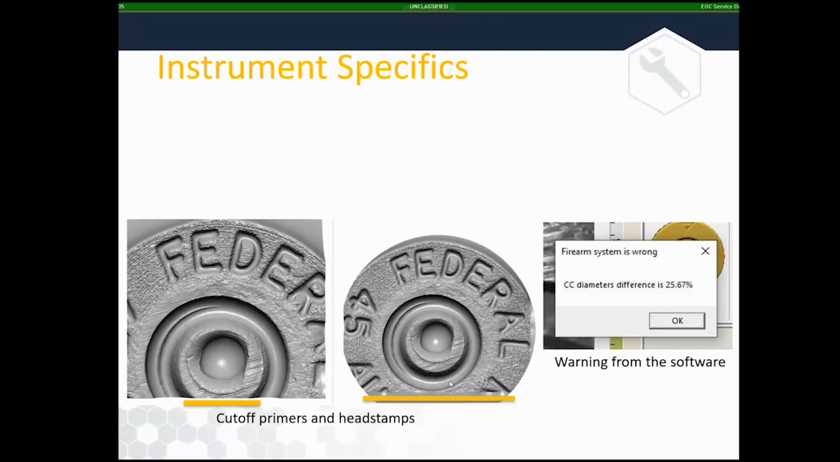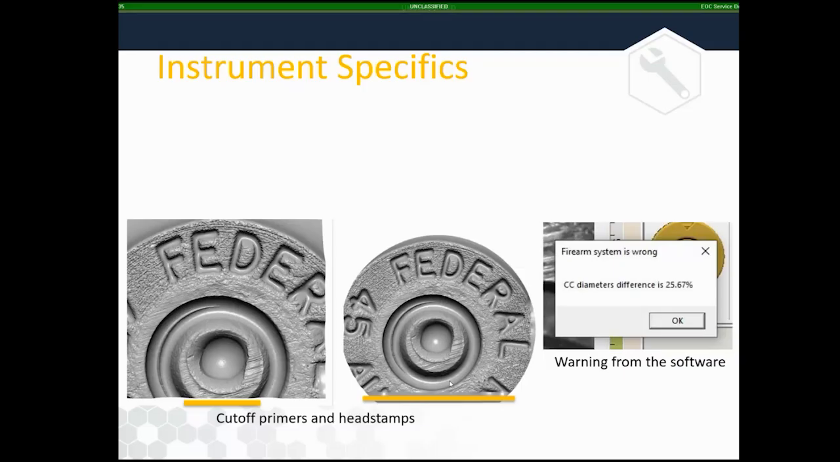But in truth, most of these instruments' software are expecting certain things. When you tell it it's about to scan a 9mm Luger cartridge case, it knows that's a certain size and that the primer should be in a certain place. And when that's not there, there can be a lot of issues with how the image gets scanned, how the image gets stitched back together.